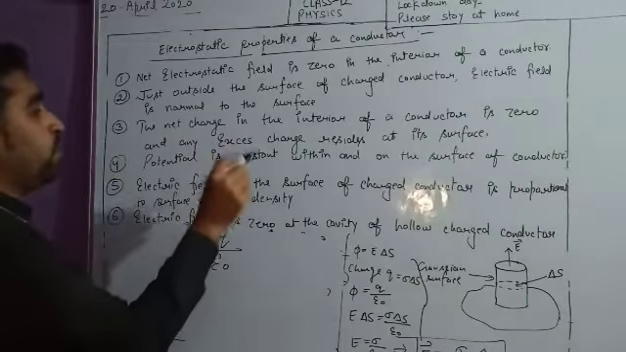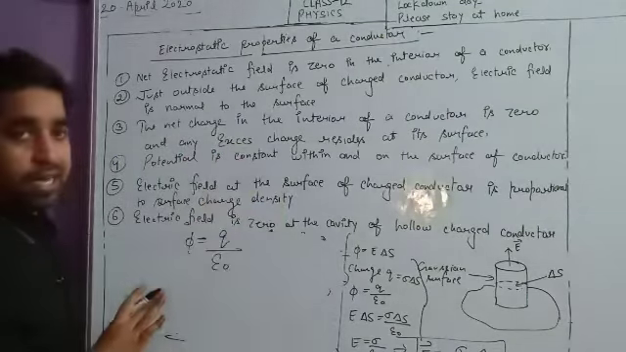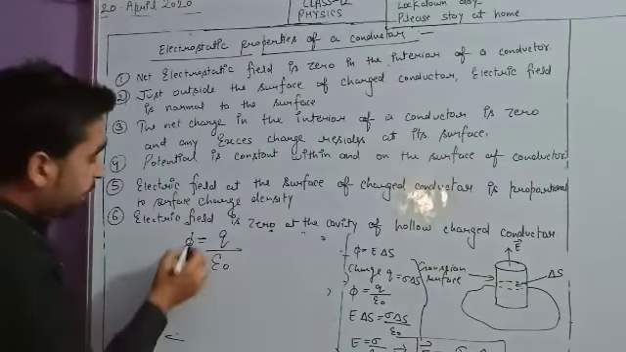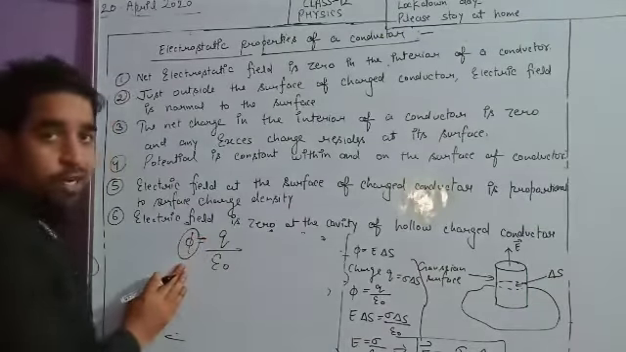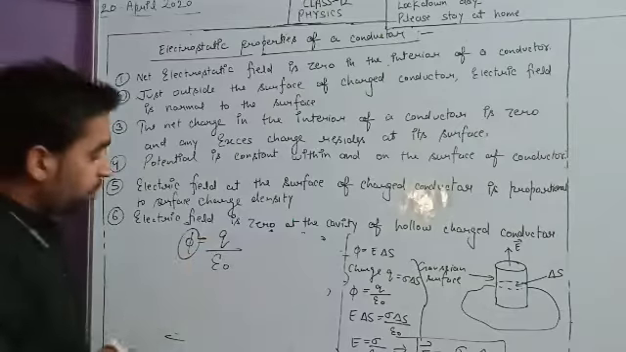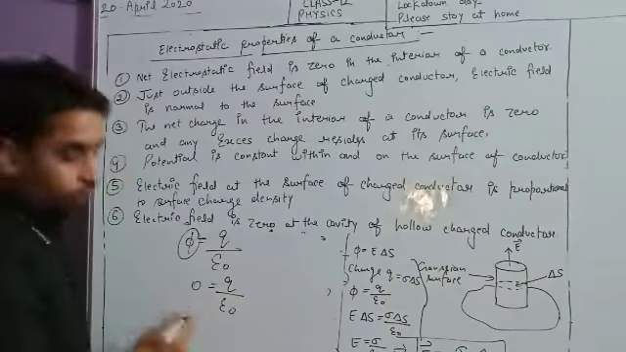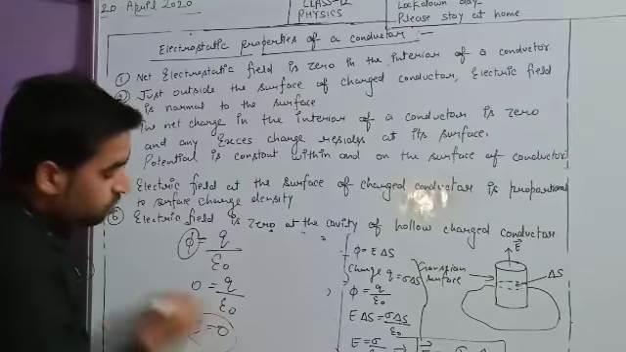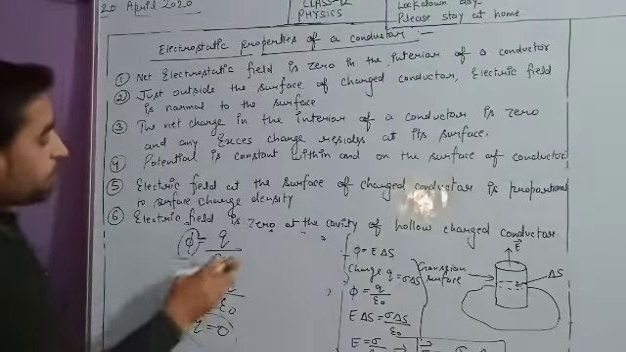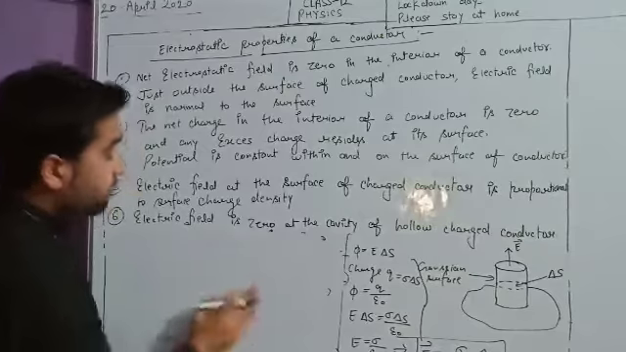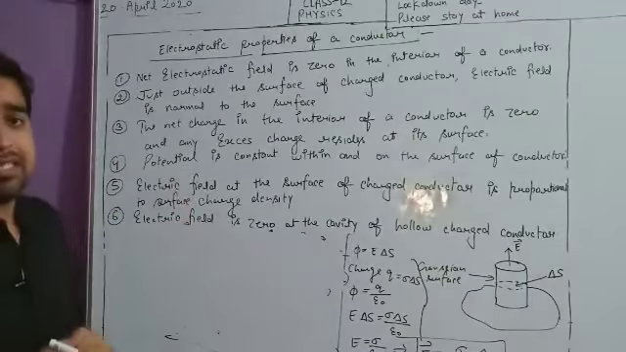Just outside the surface of a charged conductor, the electric field is normal, and the electric field inside is 0. If the electric field is 0, then the flux will be how much? Flux also will be 0. If flux is 0, what will be the value of charge? Charge also will be 0.